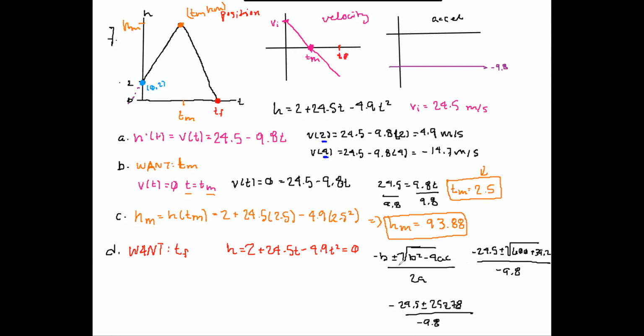278. So negative 49.778 divided by negative 9.8, and we're going to end up with 5.08. That is going to be our TF, when it hits 0. Man, they really gave an ugly set of numbers to do that one.